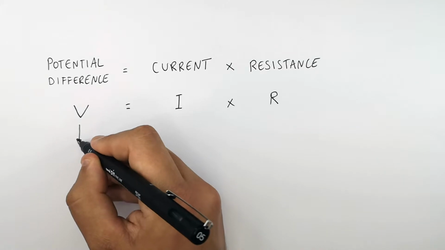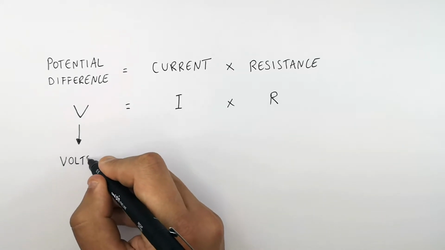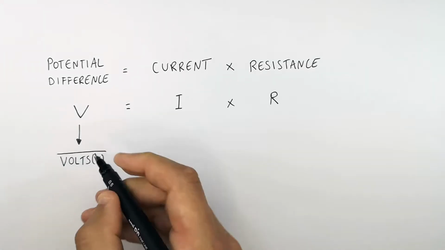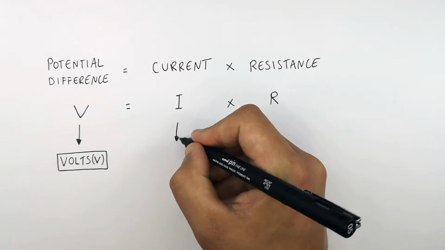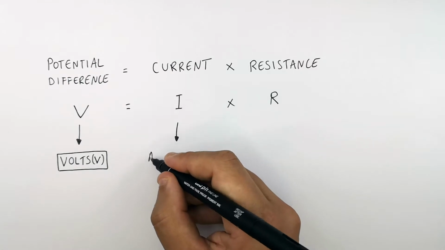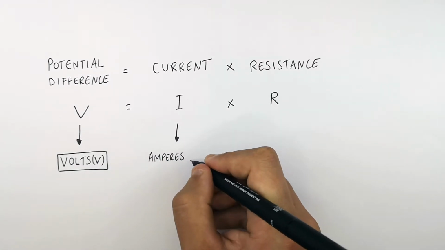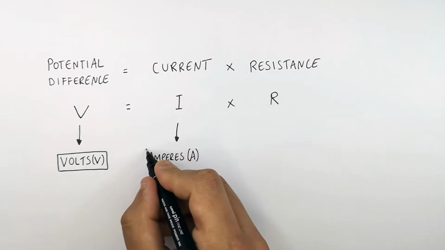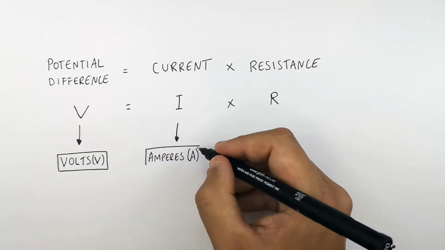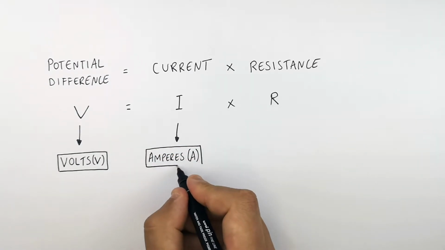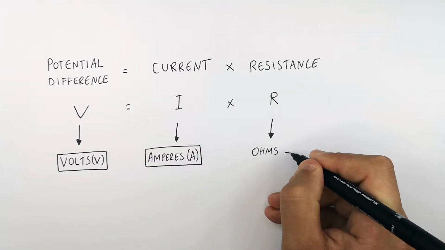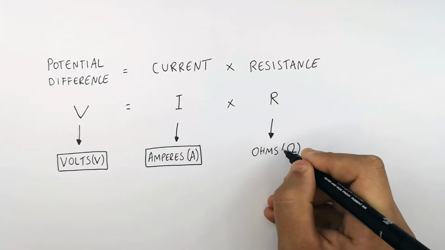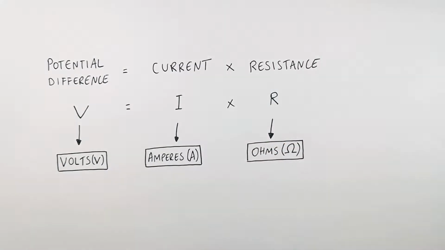Potential difference V has the unit volts, and the symbol for volts is the letter V. Current I has the unit amperes, and the symbol for amperes is the letter A. So the unit for current is amperes, and the symbol for amperes is A. And the unit for resistance is ohms. Resistance is measured in ohms, and this is the symbol for ohms.